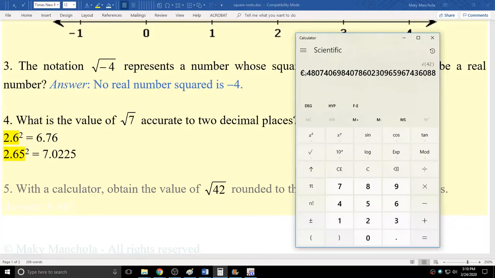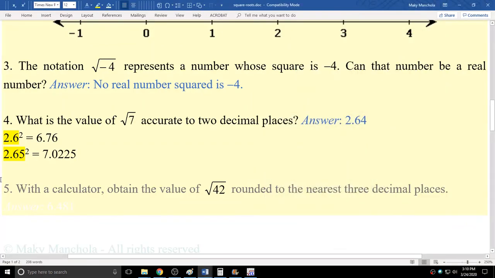Now, I want the answer rounded to the nearest 3 decimal places. So I get 6.481 because after this 0 is a 7. So the approximation to 3 decimal places is 6.481. That's all for now.